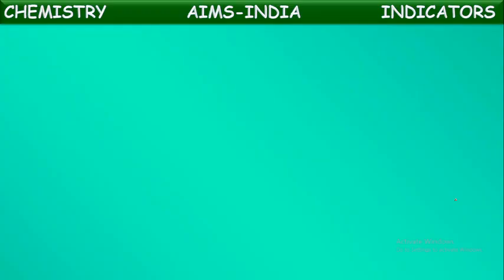Okay, that is about different kinds of indicators. What we have seen is that indicators are chemical substances which are used to detect whether a substance is an acid or a base. These indicators are of different kinds based upon their sources and the way they are used. Among them, natural indicators are one kind. Natural indicators are indicators obtained from natural substances. Examples are litmus, china rose, turmeric, and red cabbage. These are the different natural indicators.